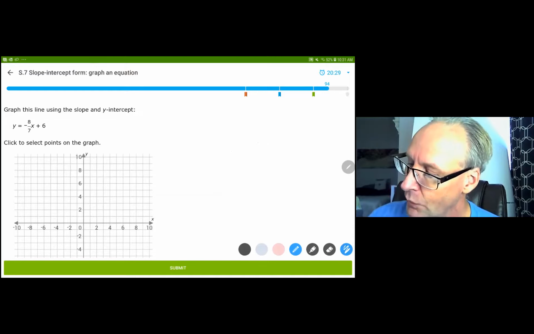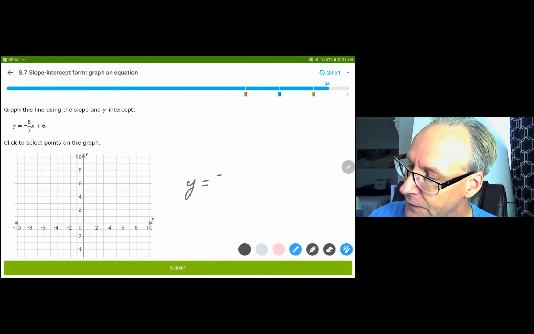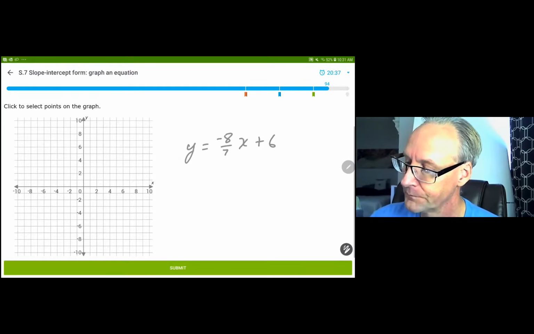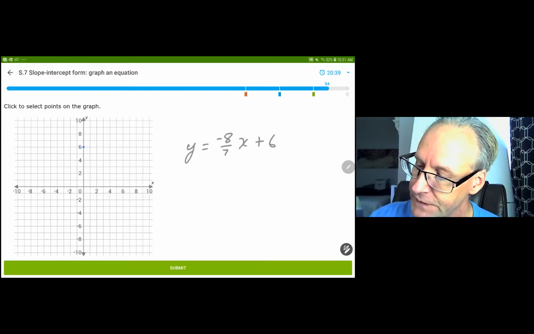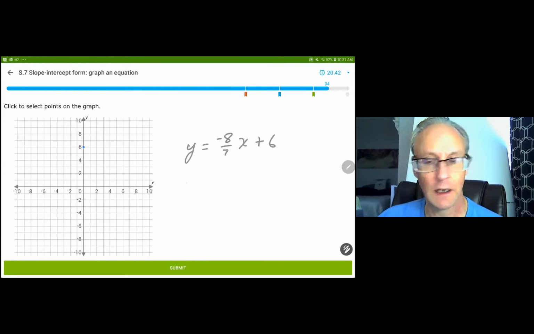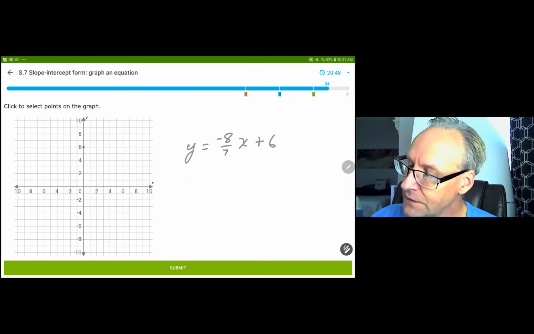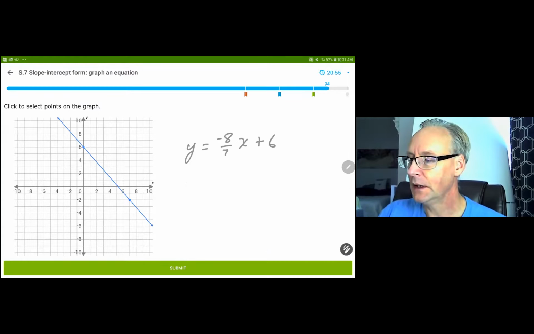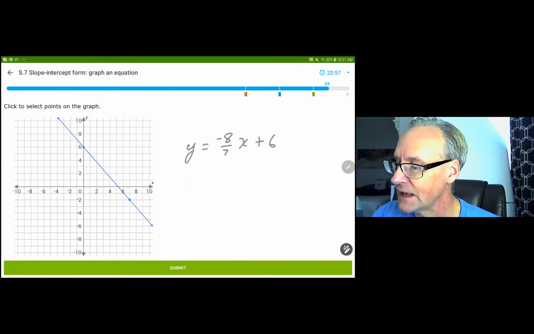And let's say we've got y equals negative 8 over 7 x plus 6. We're at 0, 6 as a possible point. I could choose any multiple of 7 and find some other points. I'm going to go down 8 and over 7, which would put me there. And that's it. I really can't go up 8 and back 7, but I'm good to go.